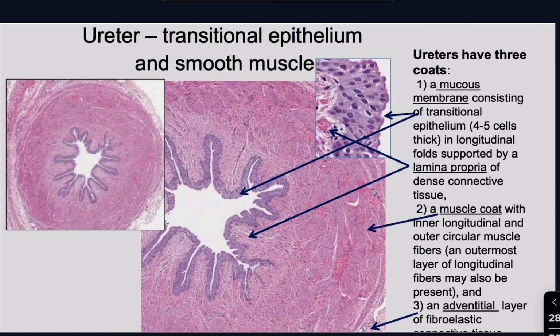And then finally, we can see that muscle coating, that muscularis externa, with our inner longitudinal and outer circular muscle fibers, right? And that's going to be in the top 2/3 of the ureter. And then if we were in the bottom third, we would see another outermost layer of longitudinal muscle fibers. Okay, and then finally we have the adventitia, which you can kind of see in this zoomed out version over here, just that loose connective tissue.